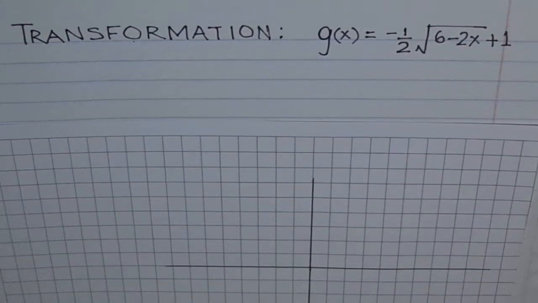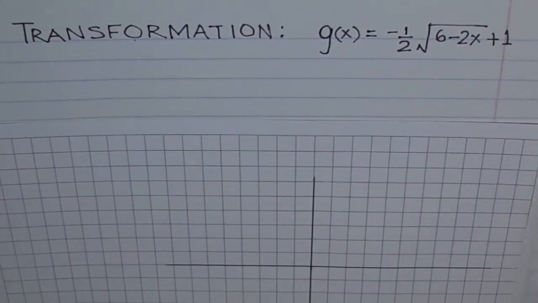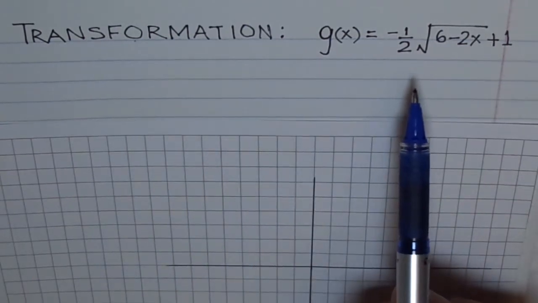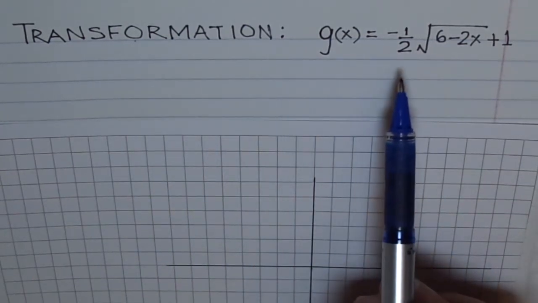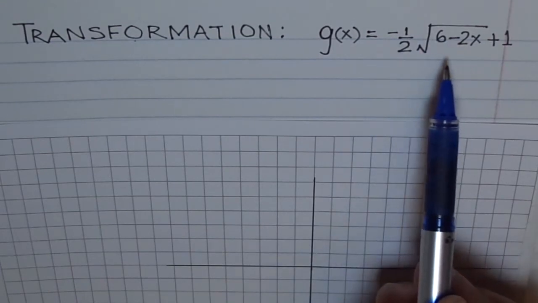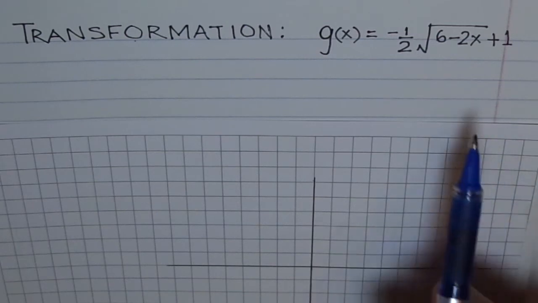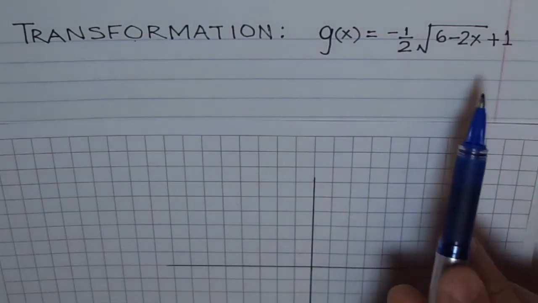Hello. Now let's have a good look at the transformation. Here we have a square root function, okay? g(x) equals minus half square root of 6 minus 2x, plus 1. Now, you see this has got all kinds of transformations in it.